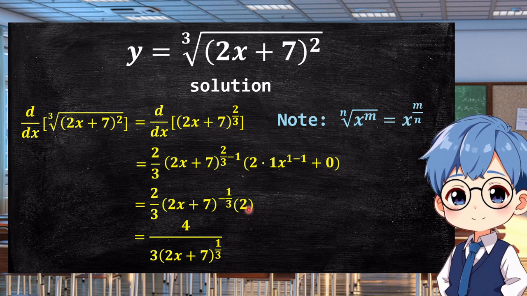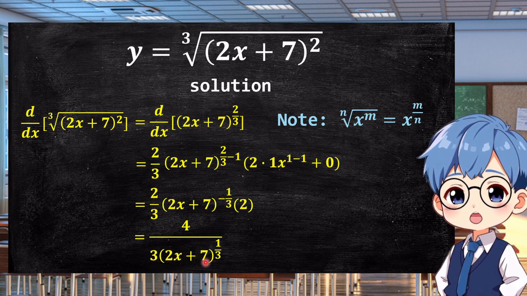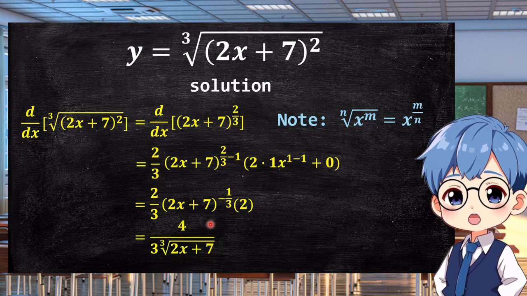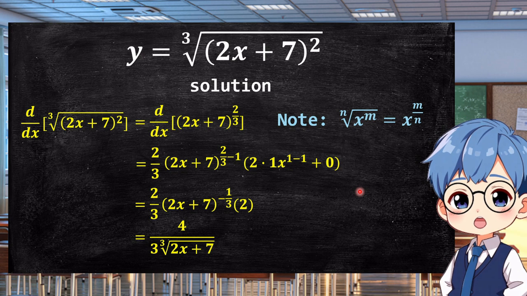We also multiply 2 here to the 2 at the first part. So we have 2 over 3 here. So 2 times 2, we have 4. Hence, we have 4 over 3 times the quantity of 2x plus 7 raised to the power of 1/3. And since we have a fractional exponent here, we can again apply this rule. So instead of having 1/3 in the exponent, we will rewrite this one as 4 over 3 cube root of 2x plus 7. And this is the final answer.